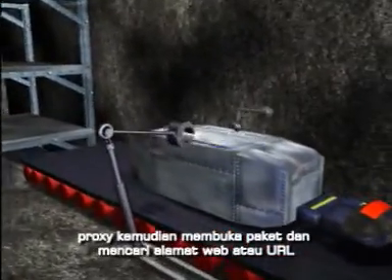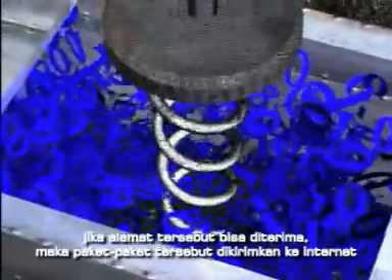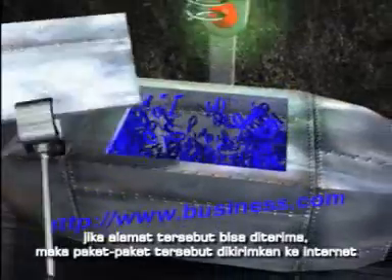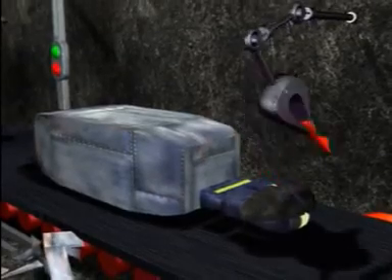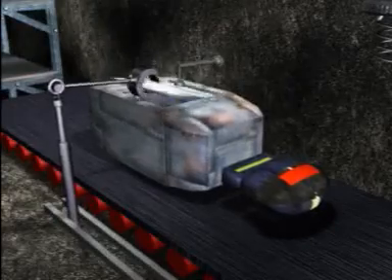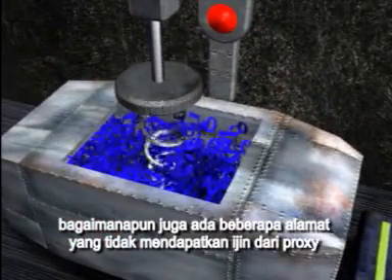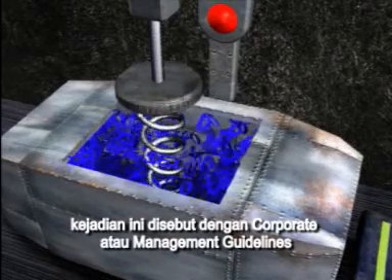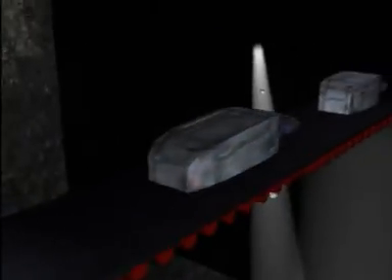The proxy opens the packet and looks for the web address, or URL. Depending upon whether the address is acceptable, the packet is sent on to the internet. There are, however, some addresses which do not meet with the approval of the proxy, that is to say, corporate or management guidelines. These are summarily dealt with. We'll have none of that. For those who make it, it's on the road again.